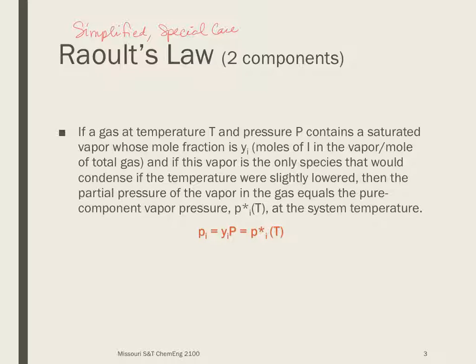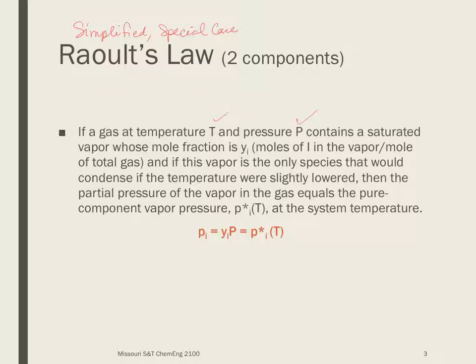So what Raoult's Law says is if a gas at temperature T and pressure P, so two components, I'm specifying two things, contains a saturated vapor with mole fraction yi, telling me how many moles of component i in the vapor per moles of total gas. And this vapor is the only species, so i is the only one that would condense if the temperature were lowered slightly. Then the partial pressure of the vapor in the gas equals the pure component vapor pressure of i at the system temperature.